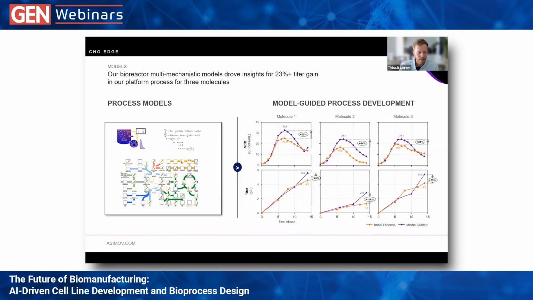On the graph on the right-hand side, you can see the initial platform process, and in purple, you have the model-guided process. Those are experimental data. And the model-guided process was able to result in higher performance, with a minimum of 23% in titer gain, and up to more than 100% for molecule 2. As you can see, one of the major improvements was around the peak VCD as well as the maintenance of this high VCD across the 14 days.